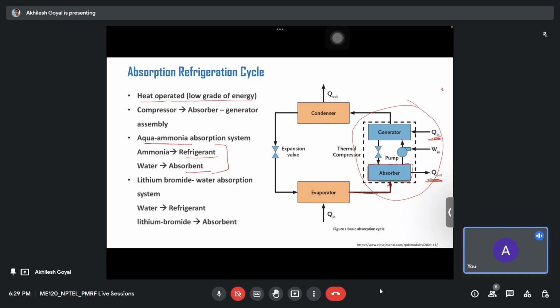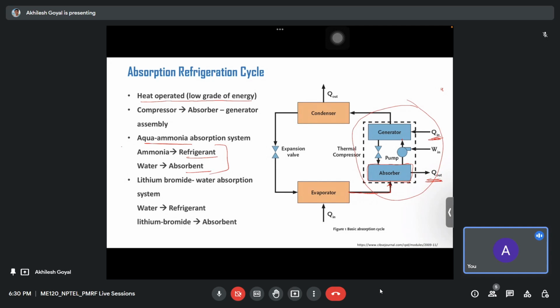The latent heat of condensation is given out to the atmosphere. This strong solution is sent to the generator, where the heat Q is applied to this strong solution. The ammonia, having a lower boiling point than water, boils first, evaporates first, and goes to the condenser, and the remaining weak solution of ammonia water goes back to the absorber, and this way the cycle continues. Okay, so that is the aqua ammonia absorption system.